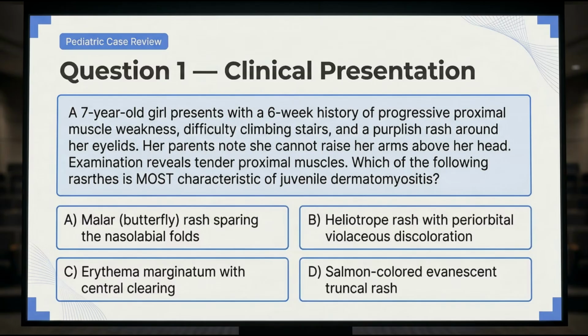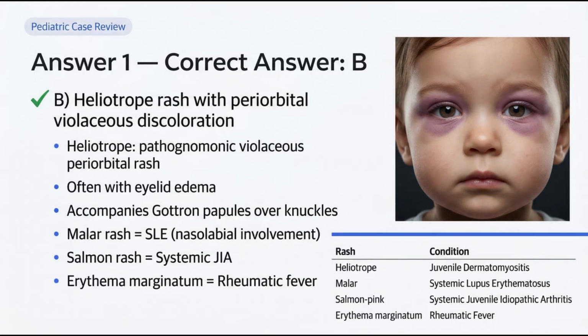Option A. Malar butterfly rash sparing the nasolabial folds. Option B. Heliotrope rash with periorbital violaceous discoloration. Option C. Erythema marginatum with central clearing. Option D. Salmon-colored evanescent truncal rash. The correct answer is Option B. Heliotrope rash with periorbital violaceous discoloration.